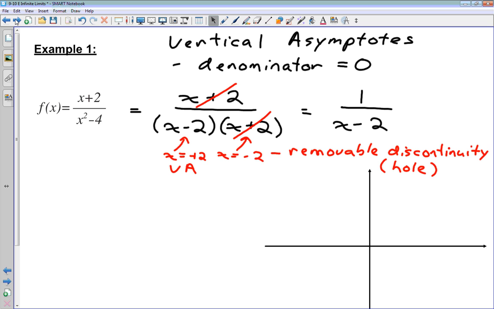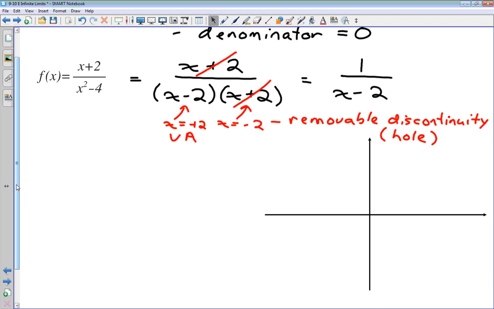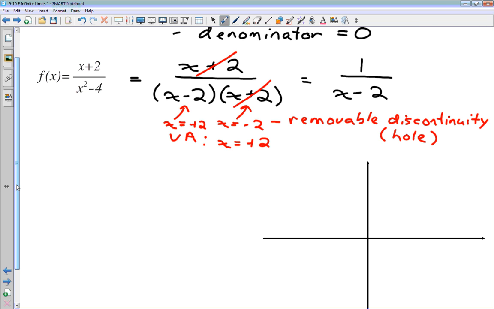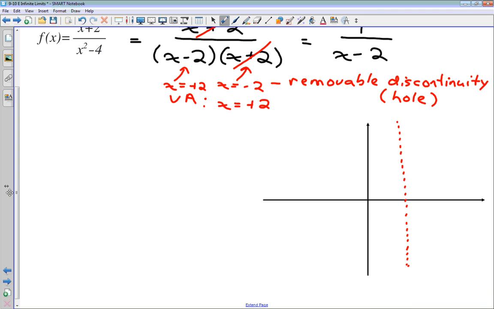So our vertical asymptote is going to be x equals positive 2. So if we were sketching a graph of this thing, we would know that if we went to x equals positive 2, we would have a vertical asymptote like this. And I'll label this x equals positive 2, just like that.